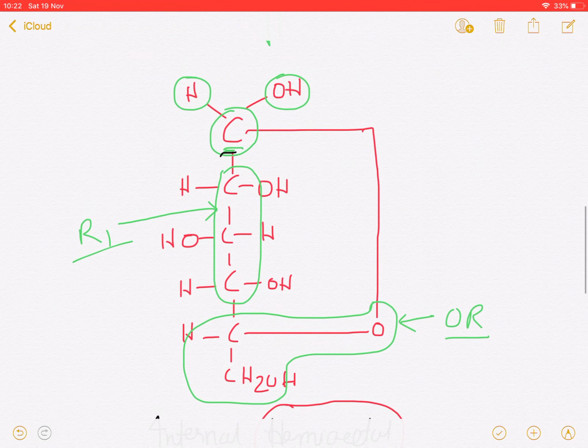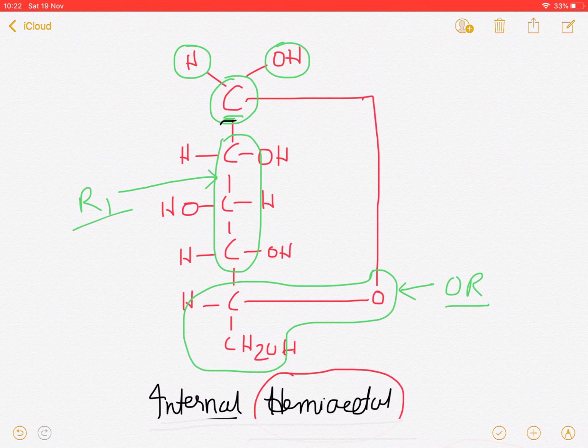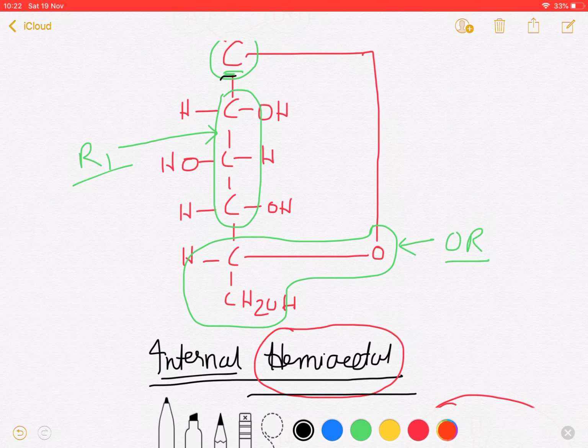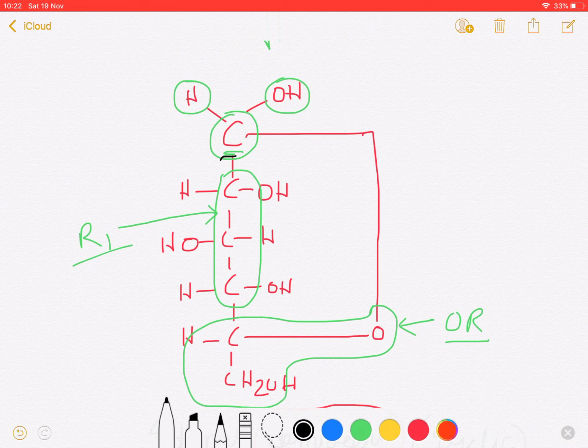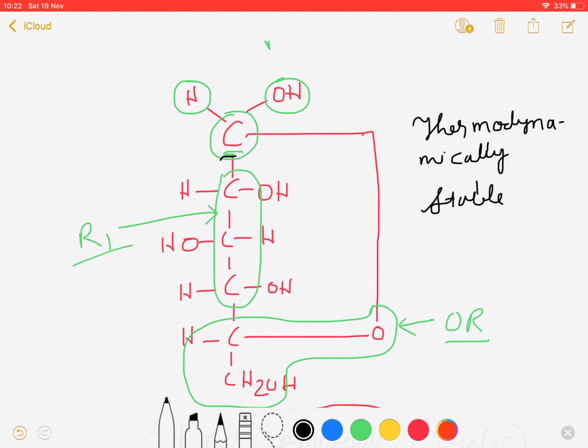The same thing is happening over here also, that inside the open chain of glucose, aldehyde and alcohol are reacting with each other to form internal hemiacetal. And this particular structure with the internal hemiacetal is cyclic in nature. So I'm going to write down it's cyclic, and this structure is thermodynamically stable. That means it exists in its lower energy state. So it's thermodynamically stable.